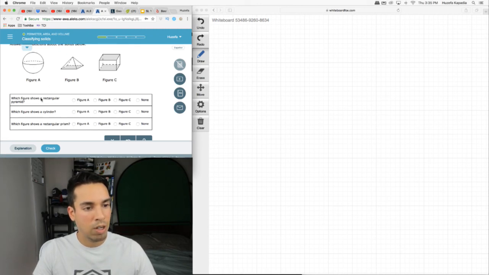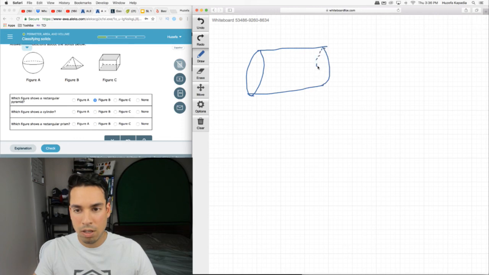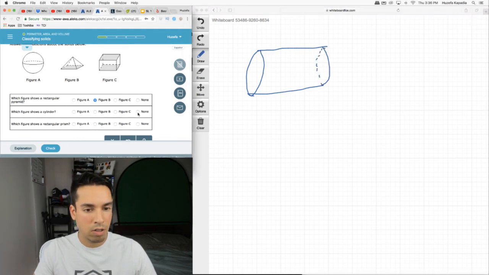Oh, there's no sphere option. Okay, which shows a rectangular pyramid? So this one, I guess, is our rectangular pyramid. We've got a rectangular base and the triangular sides on up there, so that's B. Which shows a cylinder? A cylinder is like a can of Coke. It's like a circle extended all the way back, and then another circle on the other end. None of these are a cylinder.